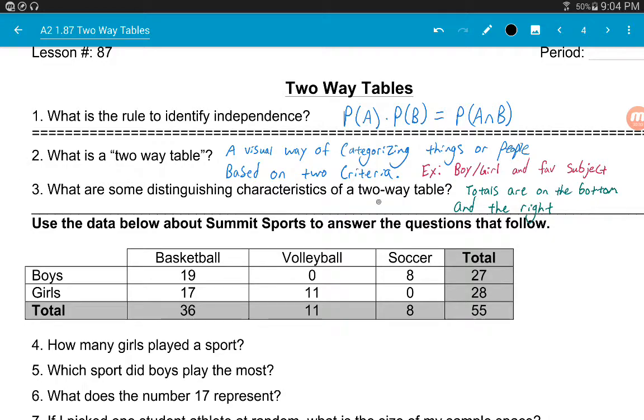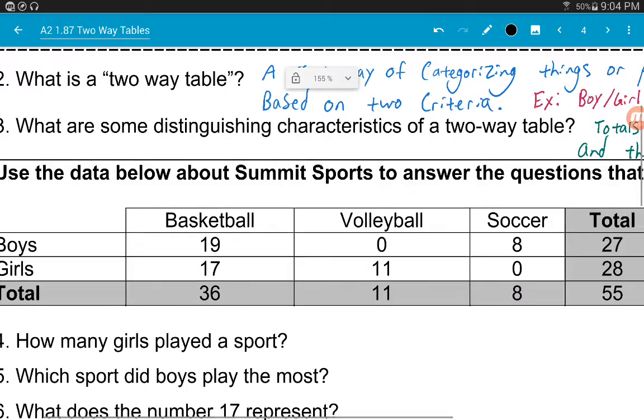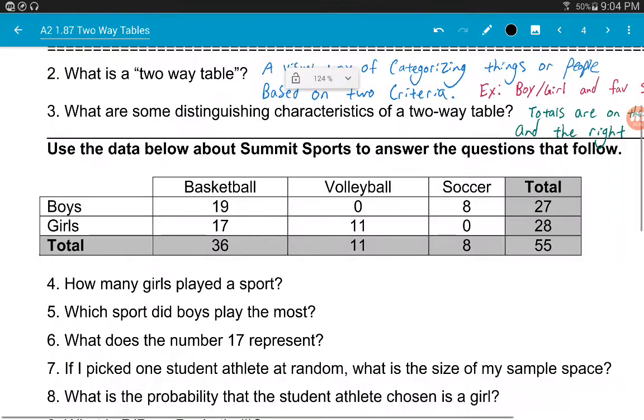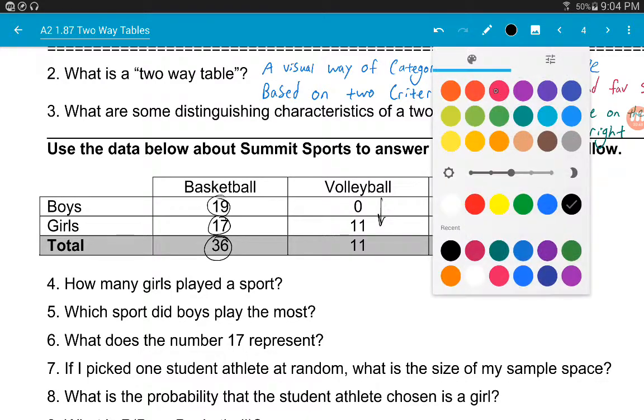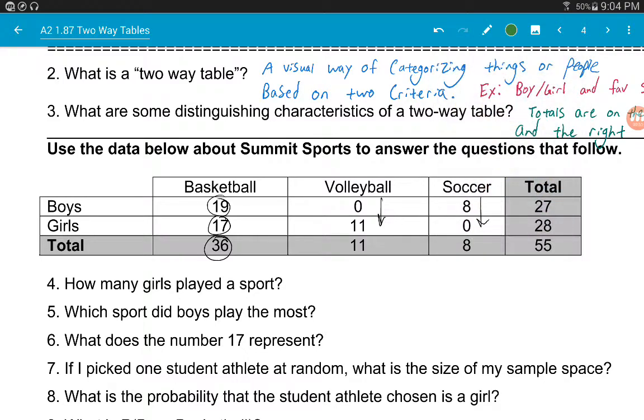There are some distinguishing characteristics of a two-way table, specifically that the totals are on the bottom and the right. So the total for this table here, there are 19 boys who play basketball, 17 girls, and 36 total. So all the column totals are at the bottom. And we also have row totals. So if you want to add up sideways, 19 boys plus 0 boys plus 8 boys is 27. This row total, 17 plus 11 plus 0 is 28.